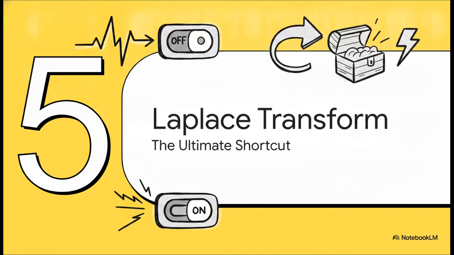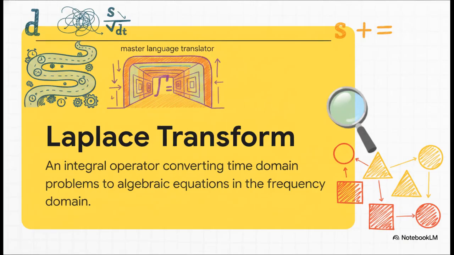Section 5. The ultimate shortcut. Laplace transform. Engineering is definitely going to throw you some curveballs, like switches creating discontinuous inputs. For those, we need a slightly more advanced technique. Enter the Laplace transform. It's an integral operator, but honestly, you can just think of it like a master language translator. It takes a really difficult calculus problem in the time domain, which we represent with t, and translates it into a much simpler algebraic equation in the frequency domain, represented by s. So instead of doing complex integration, you're just doing basic algebra, solving for your variable, and then translating it right back. It's a real game changer.